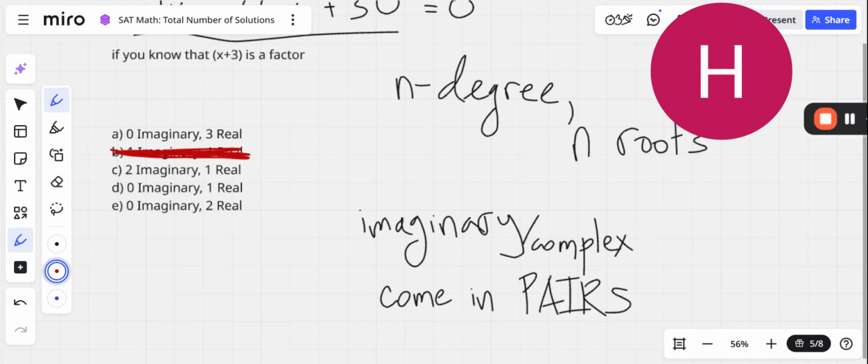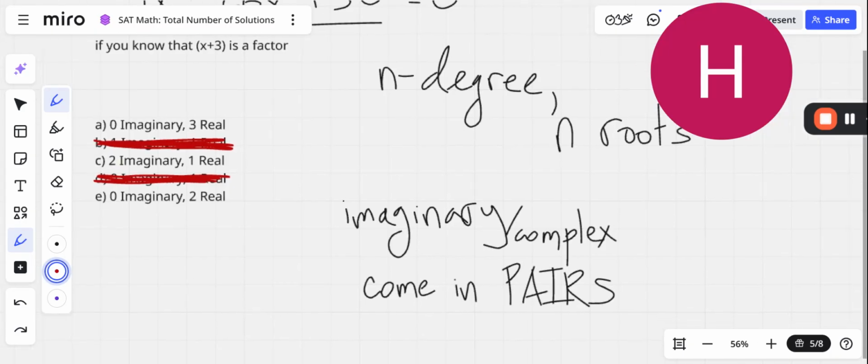Another thing to address is option D. We need to have a total of 3 roots. So we can't just have one real root and have 0 imaginary roots. We could have one real root and 2 imaginary roots because they come in pairs. This is possible. I'm not saying that's right, but it's possible. And we could also have 3 real roots. So yeah, you get the idea.